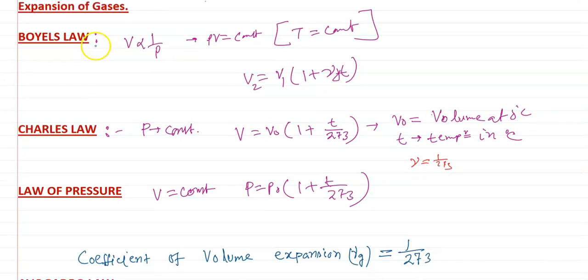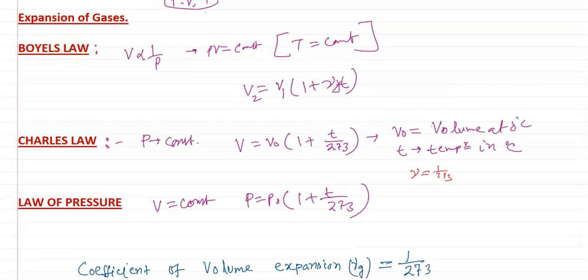We have also studied that in the expansion of gas there are several laws: Boyle's law, Charles law, and the law of pressure. Boyle's law says the volume is proportional to 1 by P when the temperature is constant. Temperature and number of molecules have to be kept constant. This is called Boyle's law.